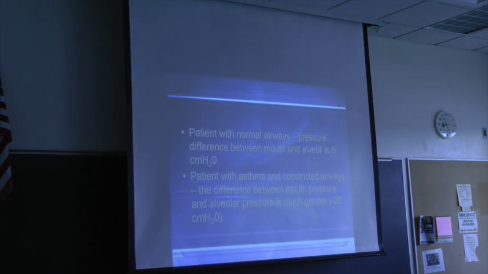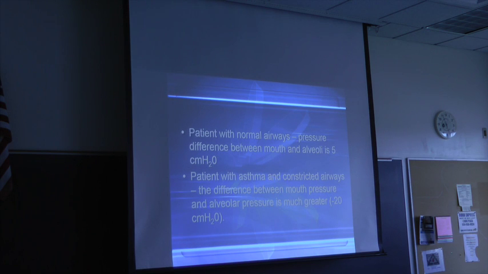In a patient with normal airways, the pressure difference between the mouth and the alveoli is about 5 centimeters of water. In a patient with asthma and constricted airways, the difference between mouth pressure and alveolar pressure is much greater, minus 20 centimeters of water. Can you imagine trying to pull air into constricted airways? It would take a lot more negative pressure to pull the air through them. Anybody who has had asthma can definitely understand that feeling. It takes a lot of effort to pull air into the lungs.